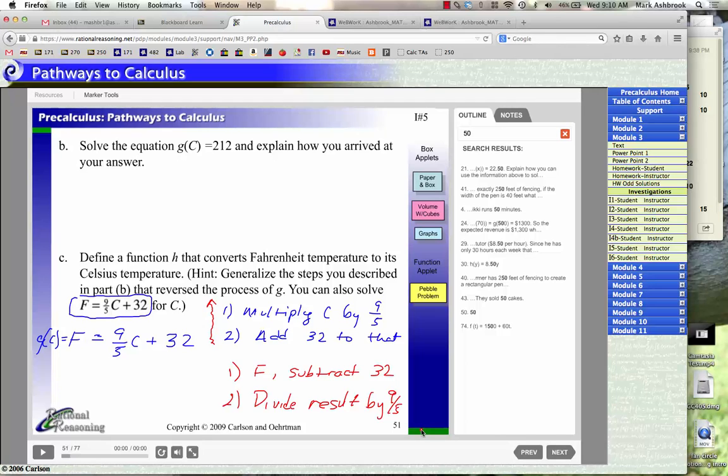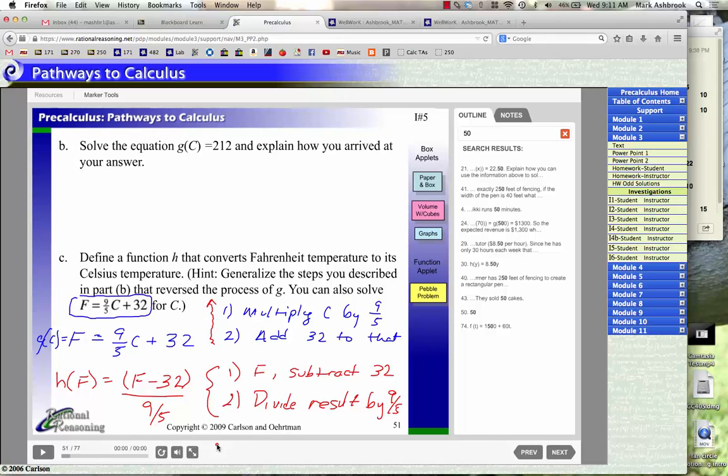And we'd end up with Celsius, right? So let's write a new function called h of f, based on that set of instructions. So h of f, what do we do first to f? First thing I'm going to do to it, subtract 32. Then take that whole thing and divide it by 9/5. So we just created a function that does the reverse process, that undoes what we did before.